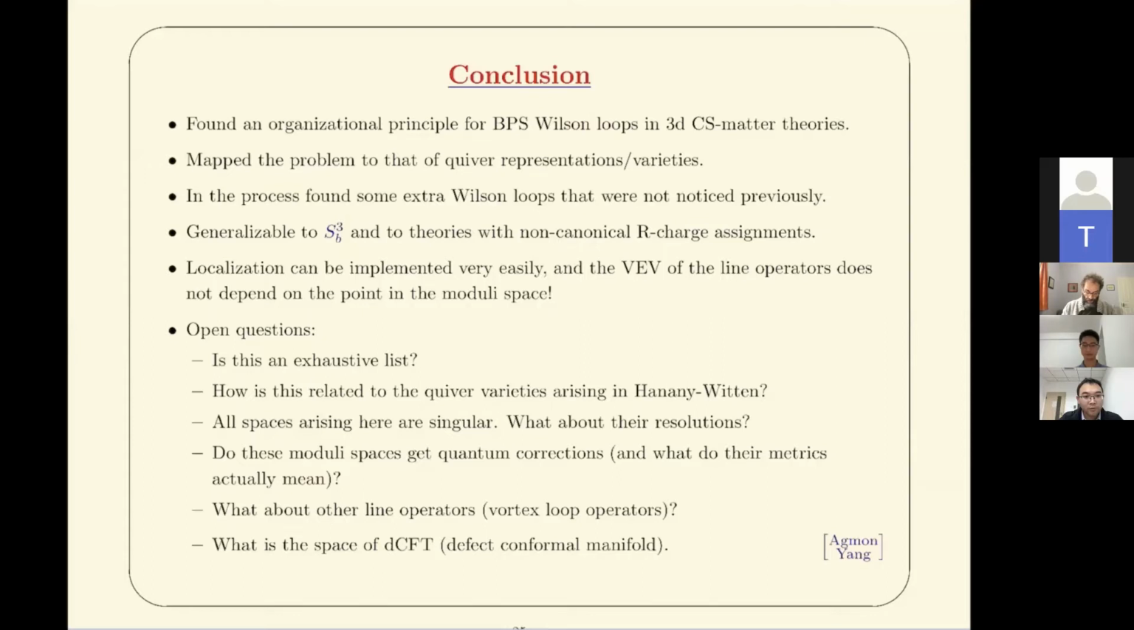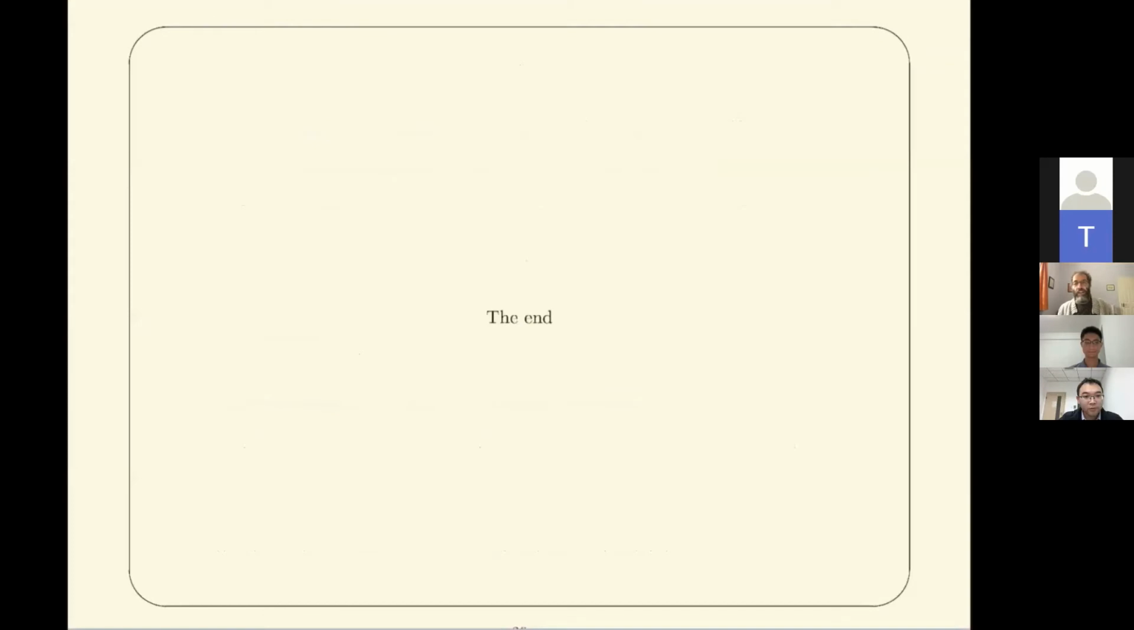And what about things like vortex loop operators? How does their classification arise in here? And if we have more supersymmetry also, what are the holographic duals of all these Wilson loops? I think that the recent classification of the Argentina group does not cover all of the examples. So this is what I have had to say. I'm sorry for running over time. Thank you very much.